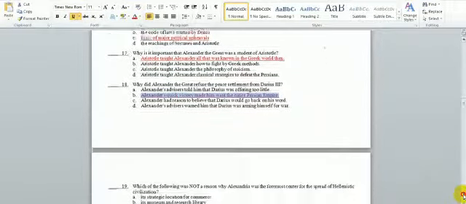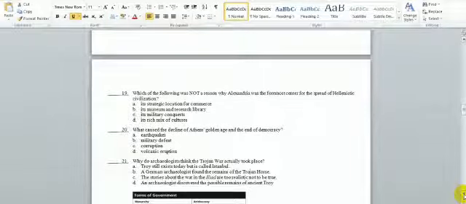Number 19. Which of the following wasn't a reason why Alexandria was the former center of the spread of Hellenistic civilization? Its strategic location for commerce, its museum and research library, its military conquest, its rich mix of cultures. And the right answer is C, its military conquest.